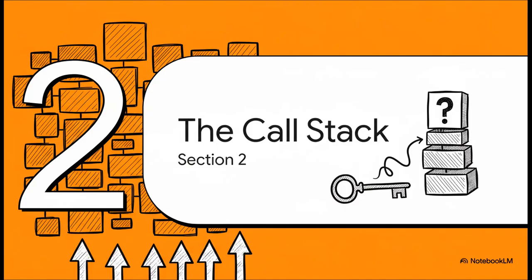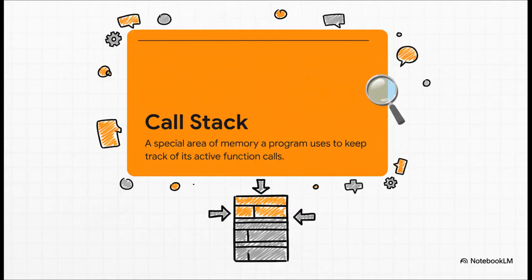So we've got this giant grid of boxes. How does a program actually use it to stay organized and not just make a huge mess? Well, it uses a very special structure called the call stack. And this right here is the key to our entire mystery. I want you to think of the call stack as your program's personal to-do list. It's just a specific area of memory set aside for one purpose. Every time a function gets called, a new task gets added to the top of the list. And when that function is all done, its task gets crossed off.